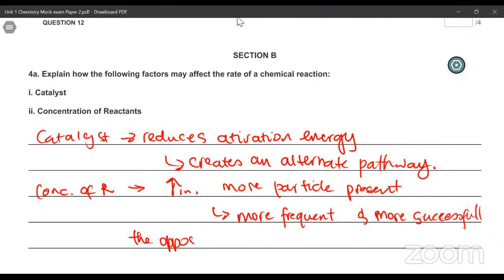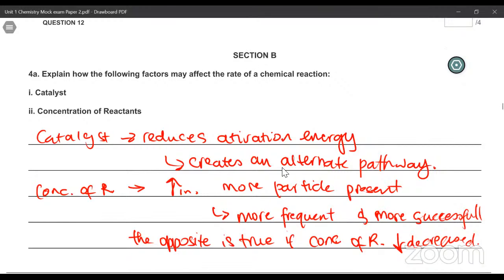Is true if the concentration of the reactants is decreased, right? And that would be it for that. I think I actually modified this question. It was a past paper question, but I modified it.